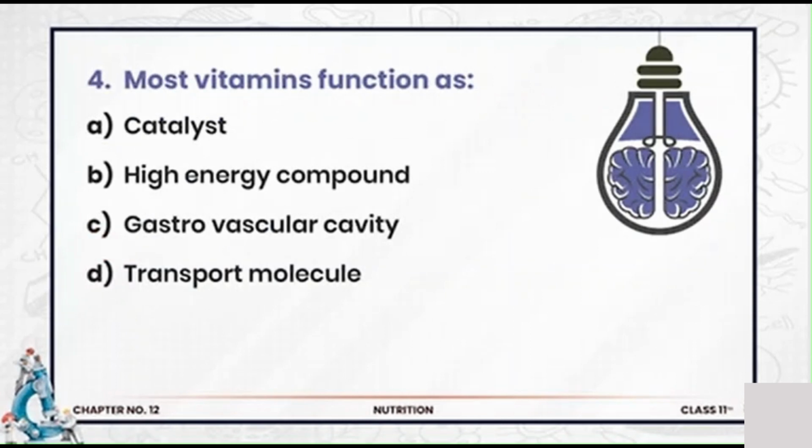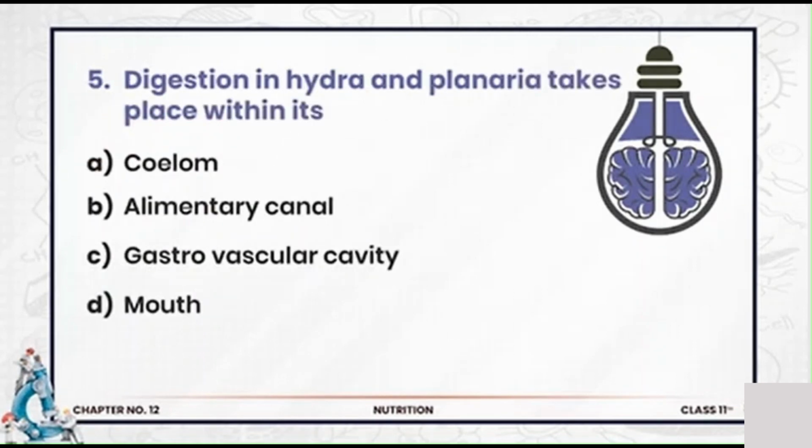Number 4, most vitamins function as alpha option catalyst, beta option high energy compound, Charlie option gastrovascular cavity, and delta option is transport molecule. So the correct answer is most vitamins function as catalyst, alpha option. Number 5, digestion in hydra and planaria takes place within its alpha coelom, beta alimentary canal, Charlie gastrovascular cavity, and delta mouth. So the correct answer is Charlie, gastrovascular cavity.